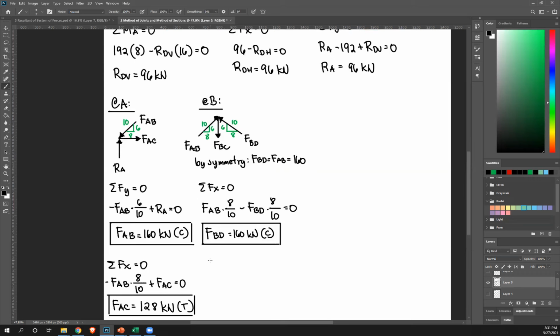Next, to get FBC, we can use summation of forces y or vertical equals 0. FAB is upward, therefore positive FAB. Vertical component, so vertical leg, that's 6, so 6 over 10. Next, FBC is downward, so minus FBC. Next, FBD is also upward, so positive FBD. Once again, take its vertical leg, which is 6 over 10, and equate that to 0. FAB is 160, FBD is also 160. Please solve what's FBC.